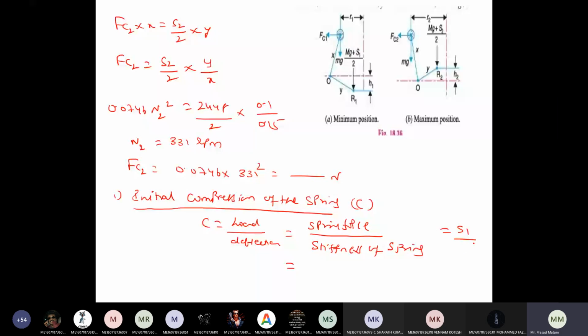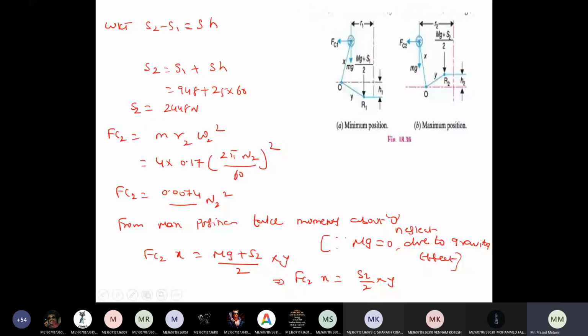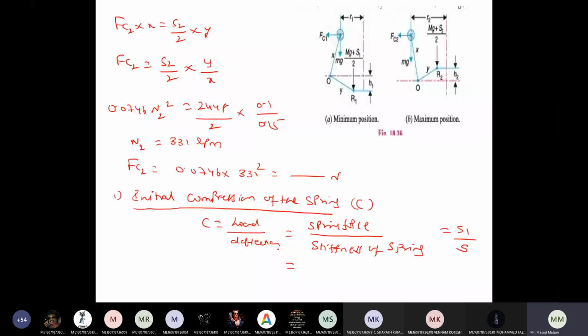What is S1 we found earlier? Yeah, 948 newtons we got S1 here. Okay, from this S1 is 948 and S is 25. This is newtons. This is Newton per millimeter. Newton will go away. We will get the answer in terms of millimeters. 948 by 25, which comes around 37.92 millimeter. This is the first one.